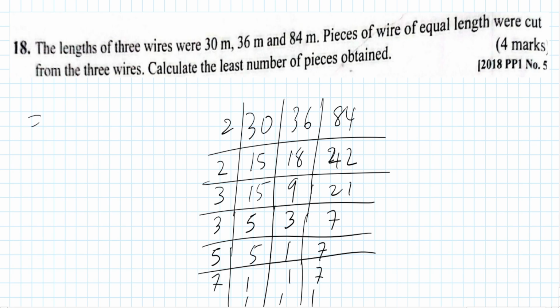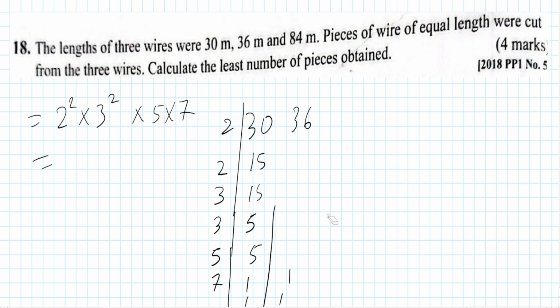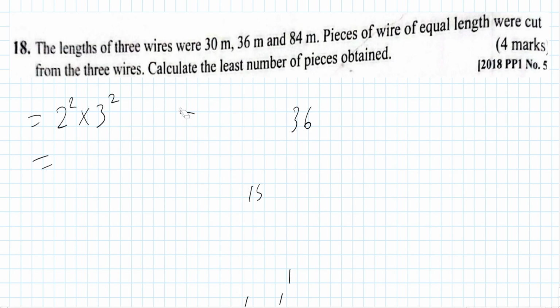So your LCM is going to be 2 squared times 3 squared times 5 times 7. Sorry, I was doing LCM. I'm supposed to do GCD instead of LCM. So that's very, very wrong of me. Sorry for that. Okay, I was supposed to do GCD.